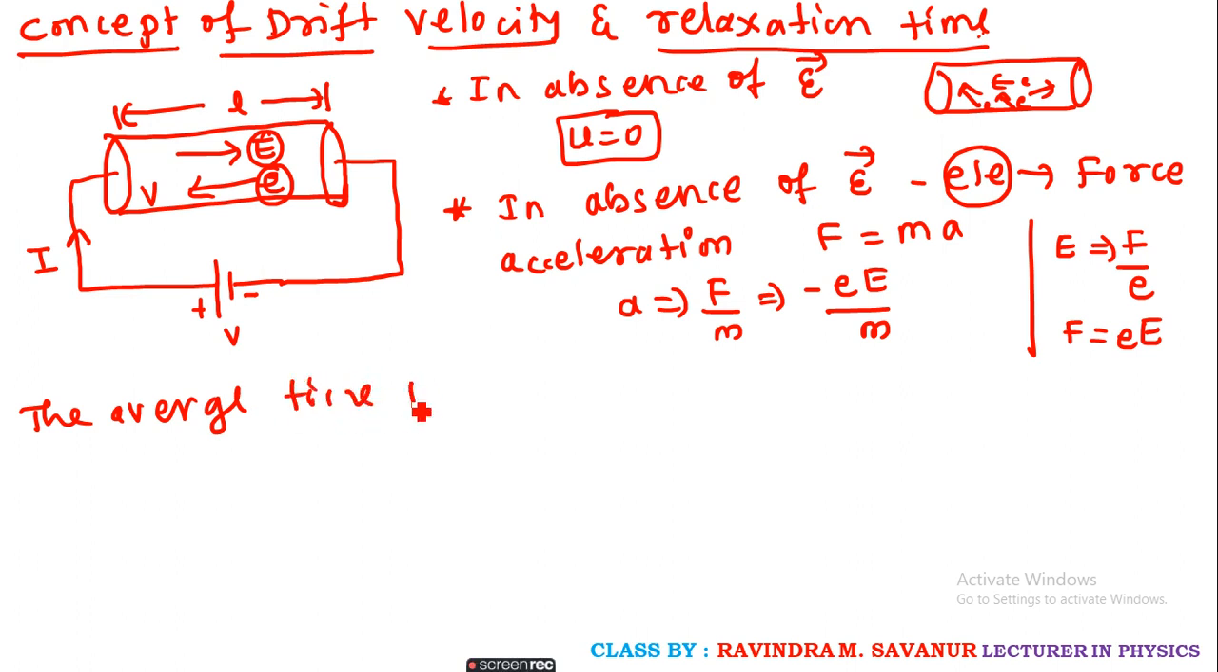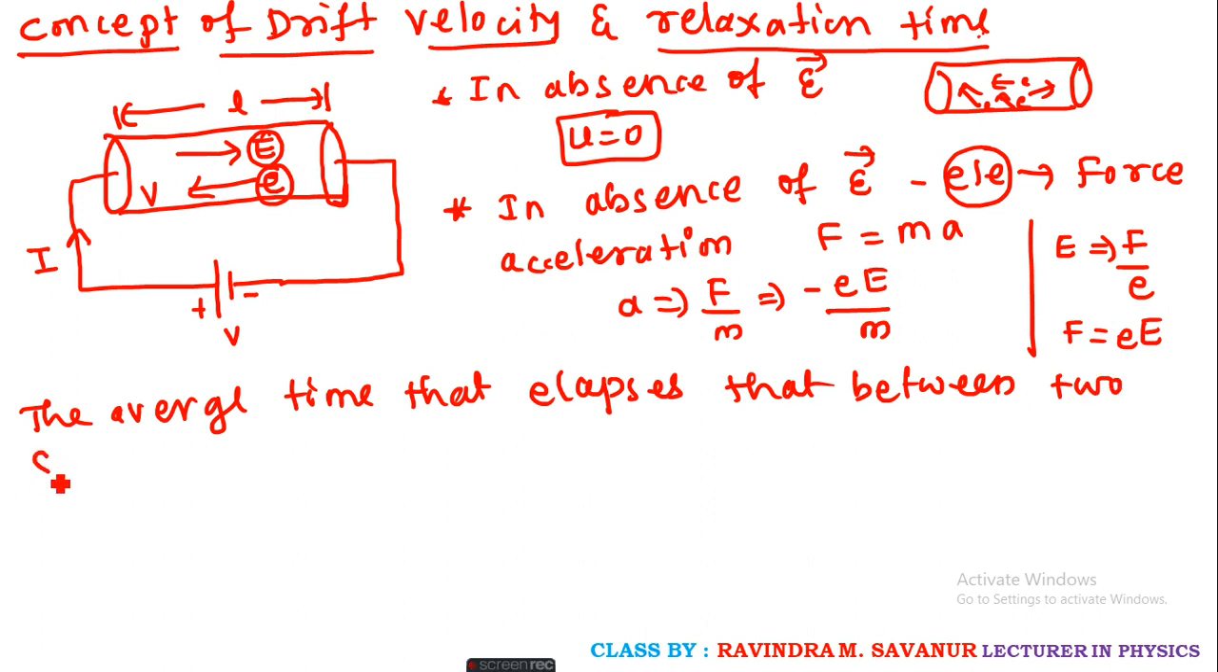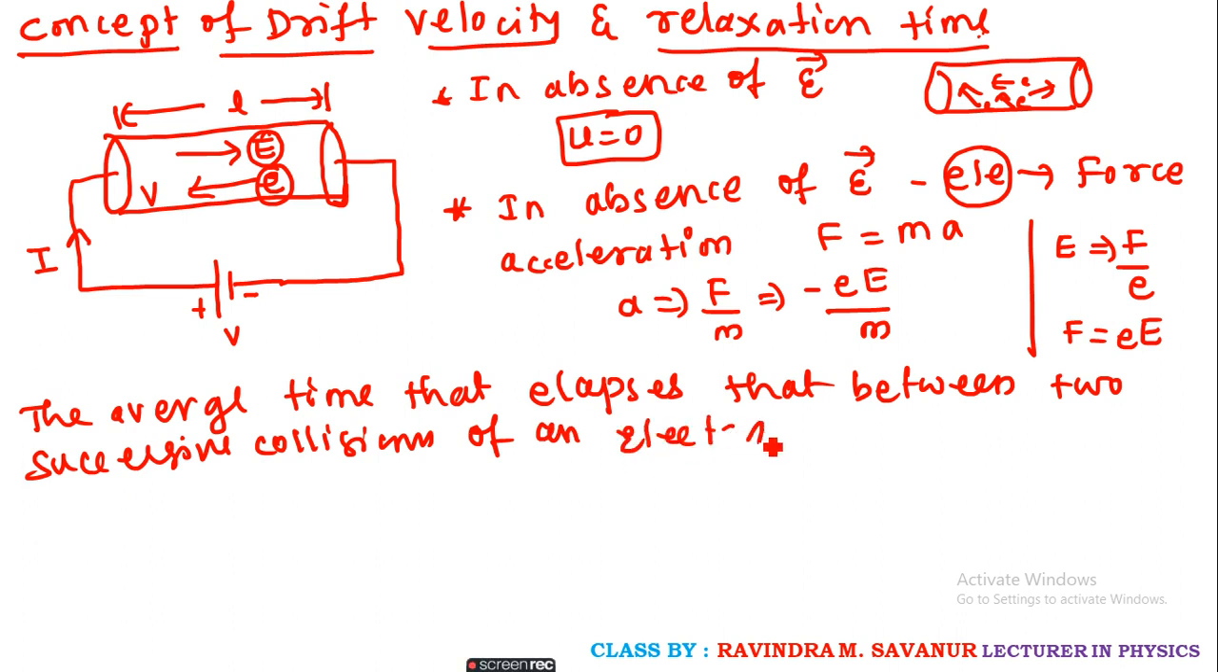that is called the average time that elapses between two successive collisions of an electron, called the relaxation time. I'll repeat once again, students. What is the relaxation time? It is the average time that elapses between two successive collisions of the electron.